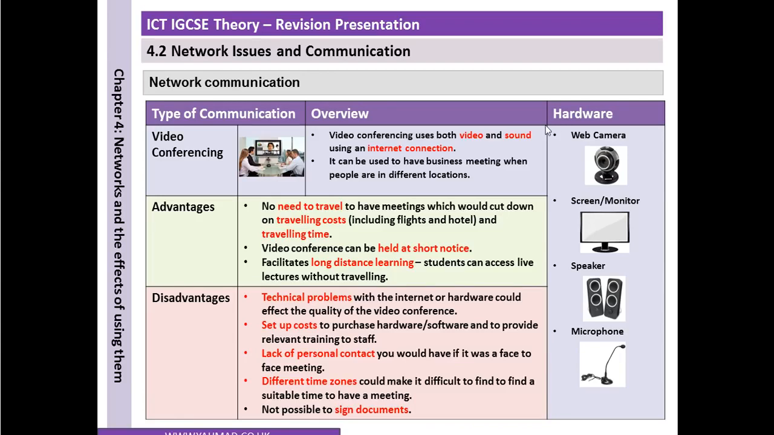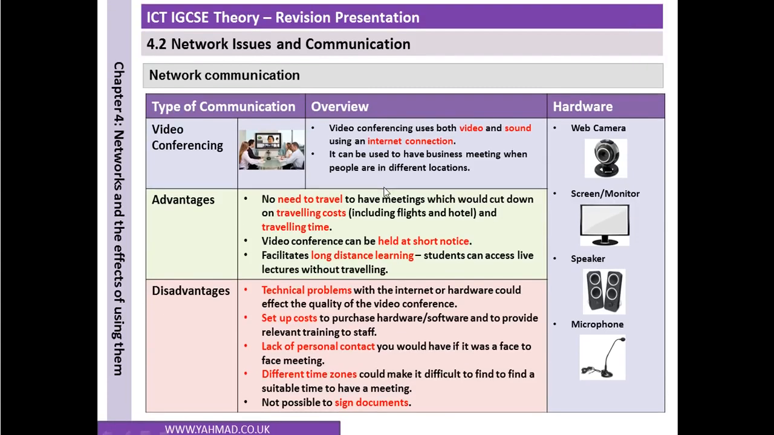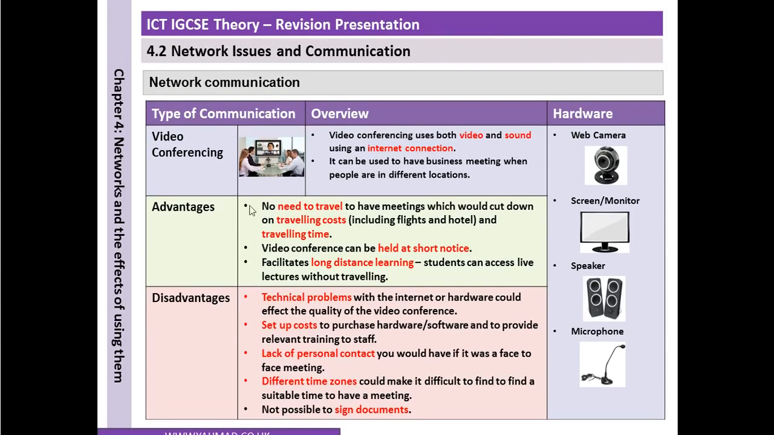So the web camera will basically capture moving images. Okay, the microphone will allow you to speak. The monitor will allow you to see the other party in a different city, and the speakers will allow you to listen to what they are saying. So basically we can have a conference and we can see and we can hear what they are saying in the other city.